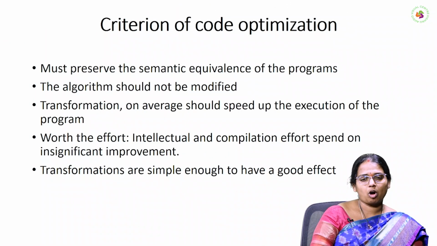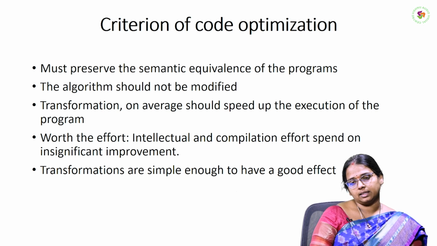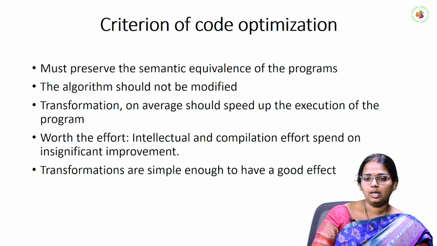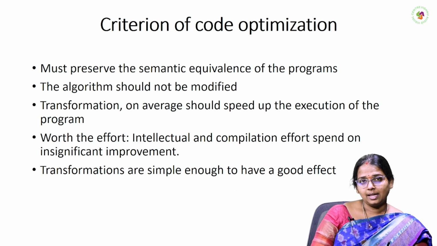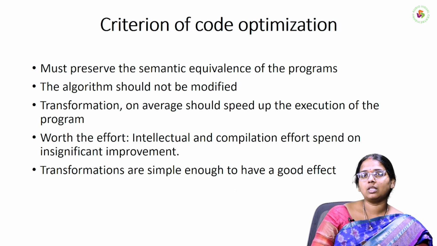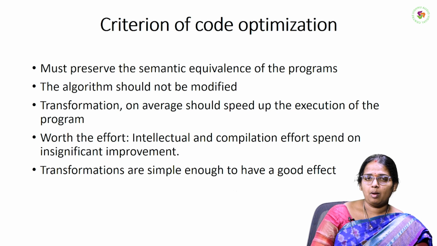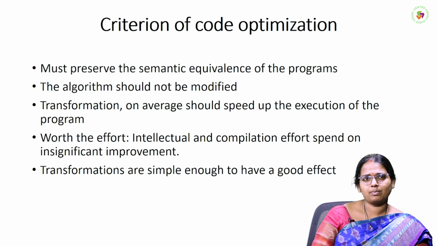When you perform code optimization, there are some criteria you need to follow. What is the criterion? When we transform normal code into optimized code, the semantic equivalence of the program should not be changed. We should preserve the semantics. If you transform by changing the meaning of the program, then it is useless. The algorithm should not be modified. If the algorithm is modified, it will perform some other task instead of the intended task.